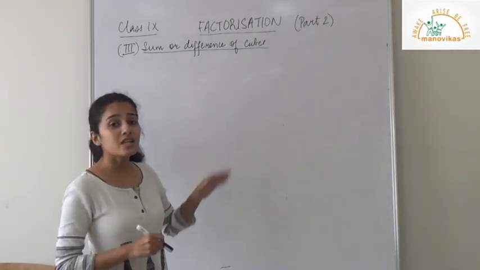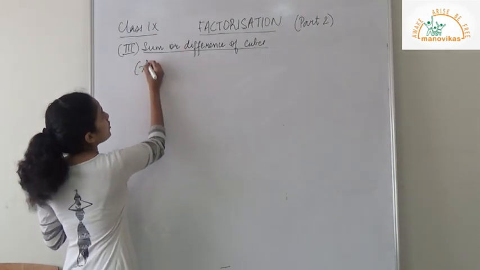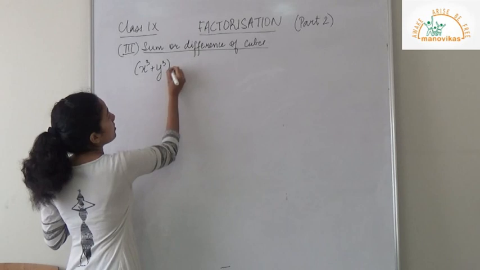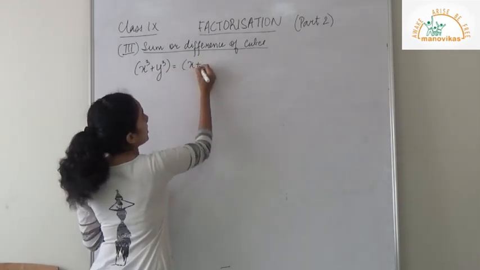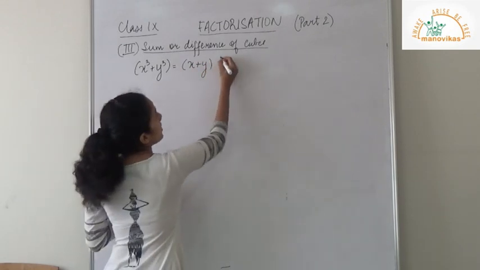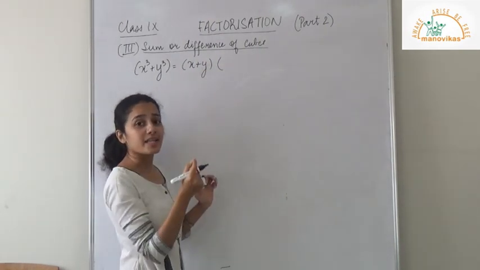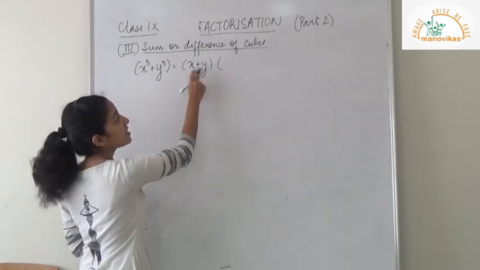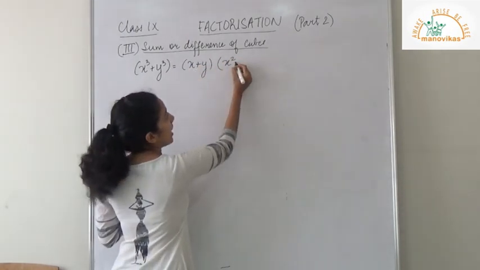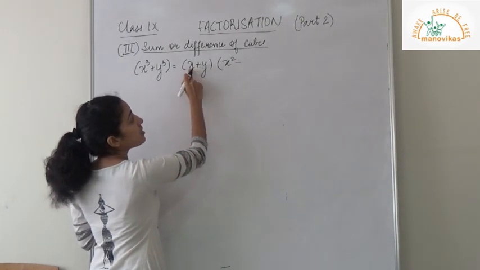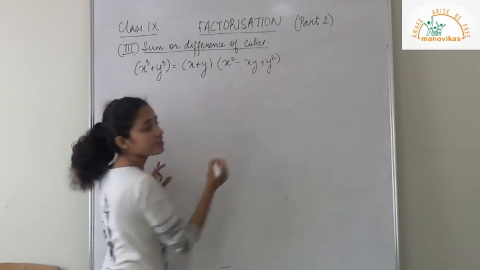For this, we will be using the cube identities which are given by. For sum of cubes, you have x cube plus y cube, which is equal to, the first bracket will have x plus y. The second bracket, since there is a positive sign here already, in the next bracket there will be a negative sign for the product of both of these variables. So this is x square, the square of the first term, minus the product of both these variables, and plus y square, that is the last term.